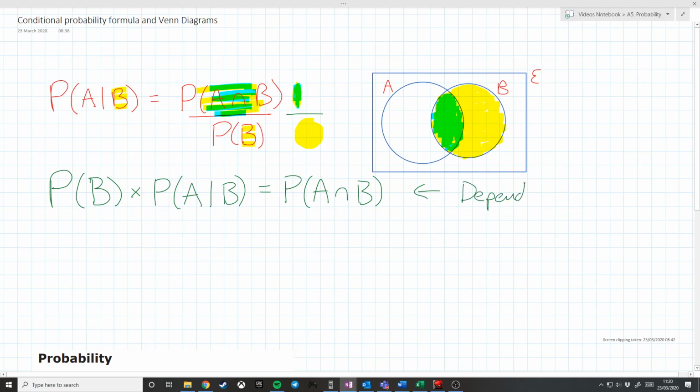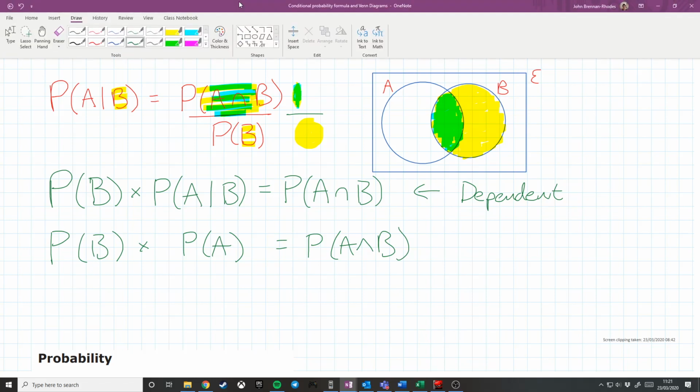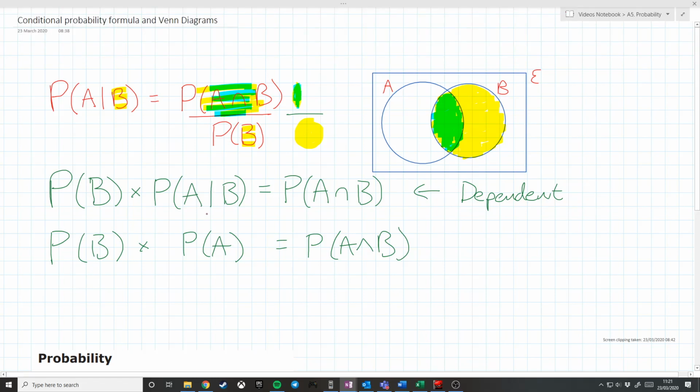If we compare that to what happens if it's independent, well, if it's independent, we have the probability of B multiplied by the probability of A is equal to the probability of the intersection. So this is yet another way to show that if these two things are equal, then we have independence. It shows that if the probability of A given B is the probability of A, then these two formulas become the same and we have them equal.